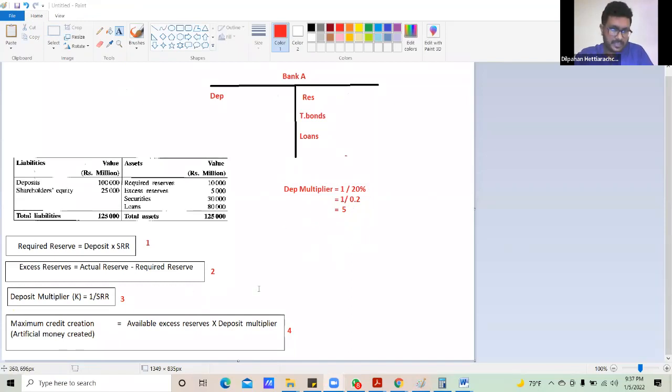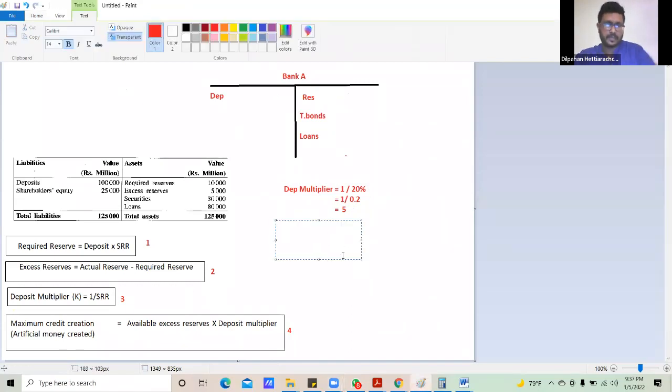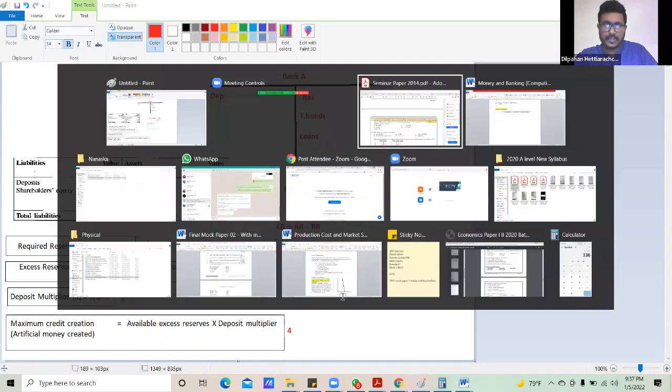And then you can use the fourth equation, max. No, before that, basically you have to calculate the excess reserves also. What's the excess reserve equation? Actual reserve minus required reserves. And go back to that calculation equation.